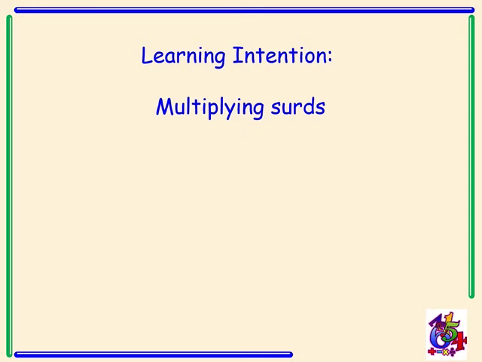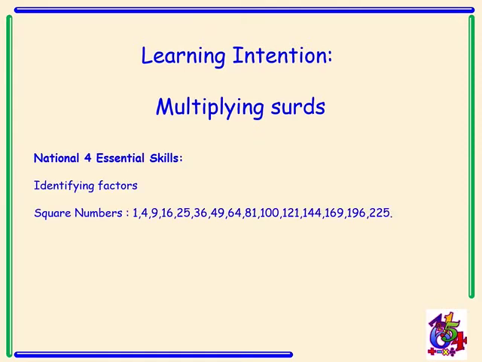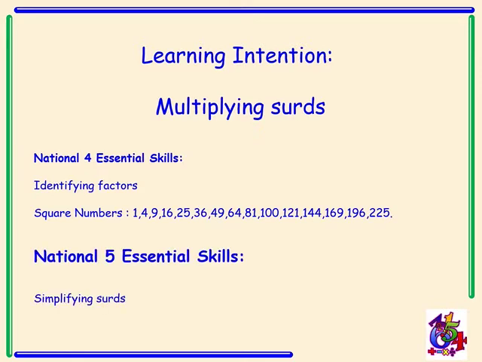Today we are going to learn about multiplying surds together. The National 4's essential skills are identifying factors in your square numbers, and the National 5 essential skills are simplifying surds and using our surd rule. The square root of AB is equal to the square root of A times the square root of B.